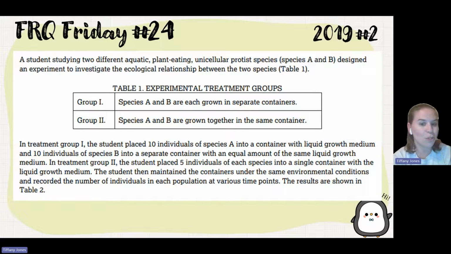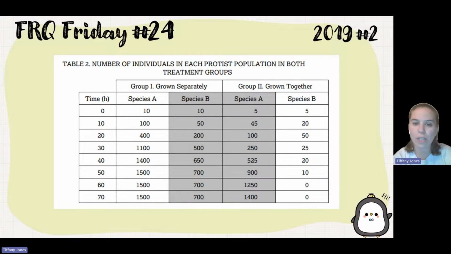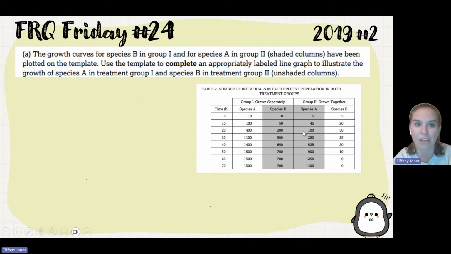In treatment group 2, the student placed 5 individuals of each species in a single container with the liquid growth medium. The student then maintained the same environmental conditions and recorded the number of individuals in each population at various time points. The results are shown in Table 2. So here we can see Table 2. We can see their population growth, or how many individuals we had in group 1 when they were separate versus group 2, which is when they were together.